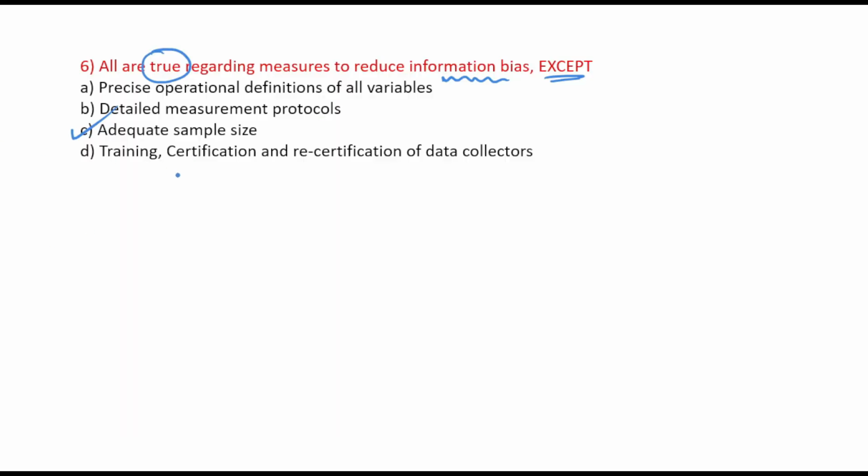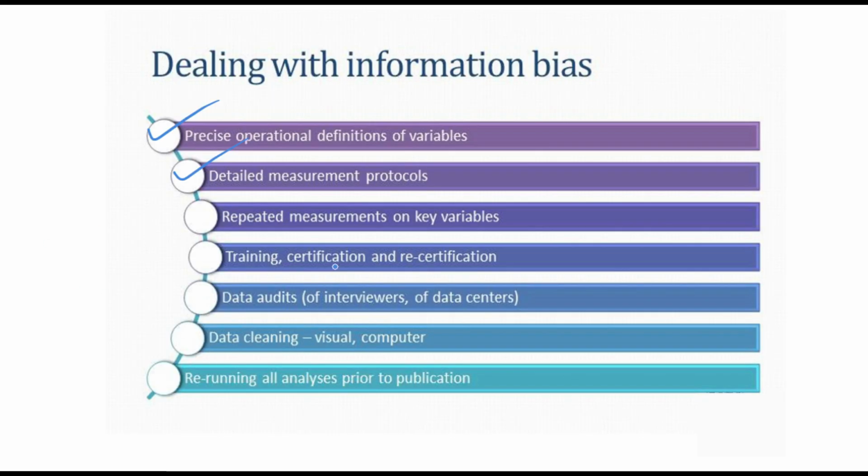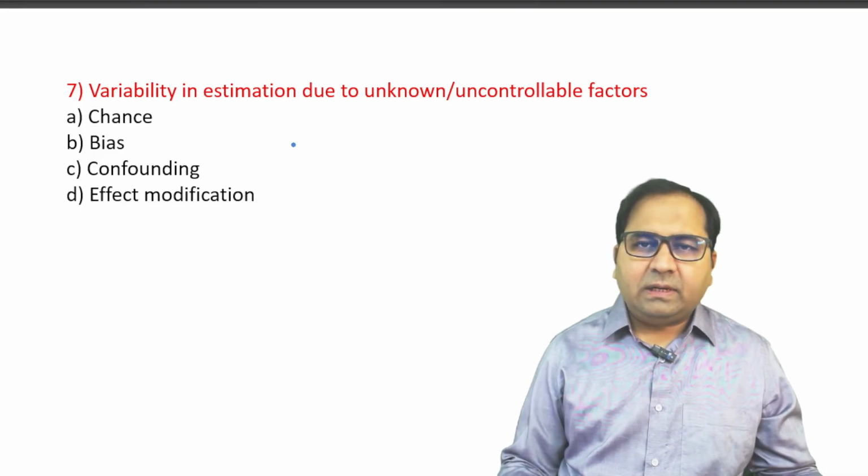Then the last option, training, certification and recertification of data collectors, is also mentioned. So you have to keep in mind all these steps, 1, 2, 3, 4, 5, 6 and 7 steps in dealing with the information bias. Please remember this point. Let us see the next question.